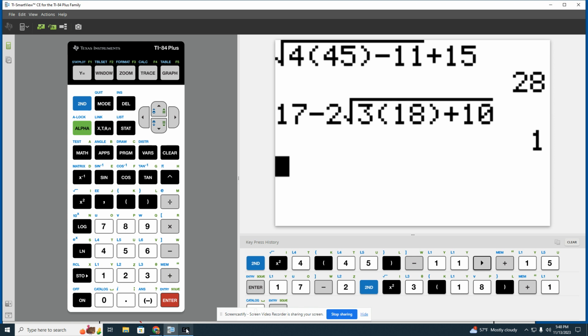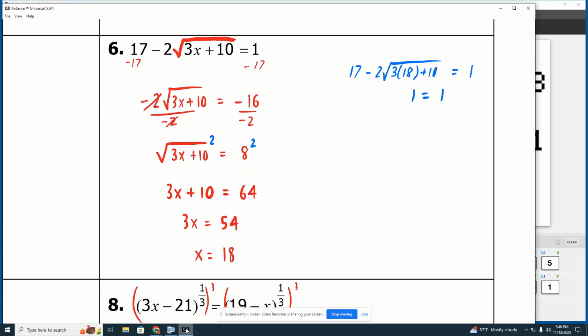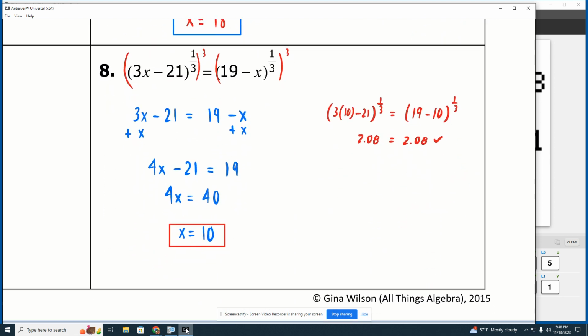So let's go back to our paper. Well, 1 definitely equals 1. This is a true statement. Therefore, 18 is my answer. It is not extraneous. Okay? So pretty easy. Here's number 8.